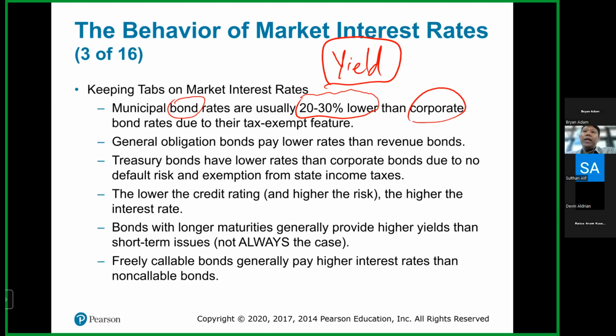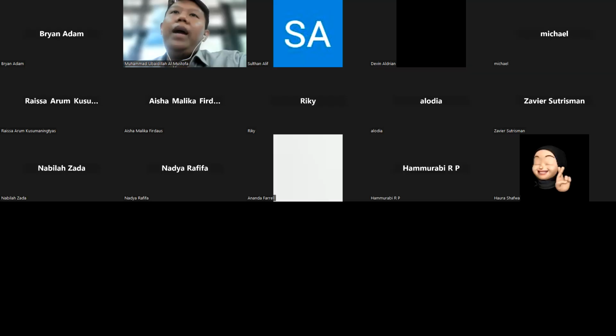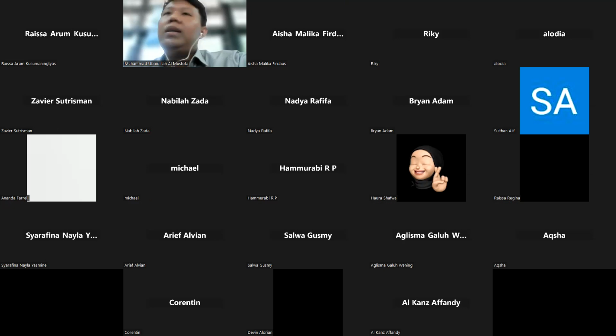Treasury bonds have lower rates than corporate bonds due to no default risk and exemption from state income tax. Remember, corporate bonds usually have some kind of default risk to consider. With this default risk, corporate bonds usually give you a higher interest rate than those issued by the governments.